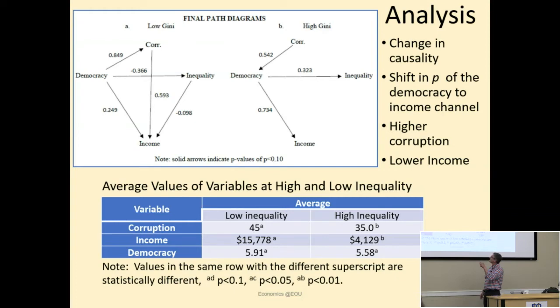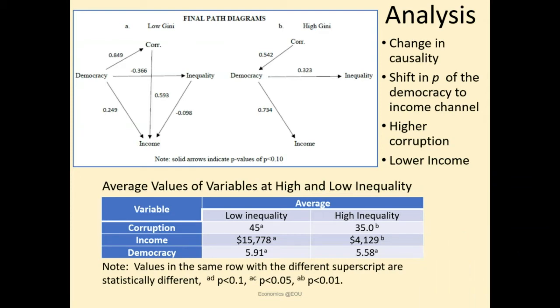This guy here, when we had the model without corruption, it was almost exactly 0.734. Now that we've added corruption, what was it before? Anybody? Yeah, 0.748. So adding corruption seriously decreased that son of a gun, okay? That's the shift in the path coefficient for that channel there.